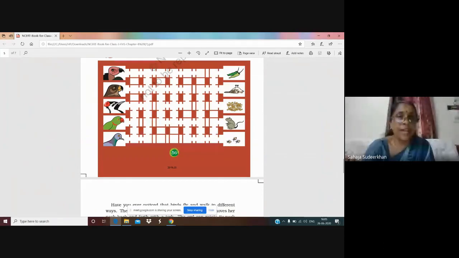Now, this is, yes, what is it? Eagle. Eagle catches the mouse. Next, this is a woodpecker. Woodpecker likes to eat juicy insects. So this one. Parrots like to eat green chilies very much. Good, very good. Pigeon likes to eat, yes, very nice children, grains. So you have learned so many things today.